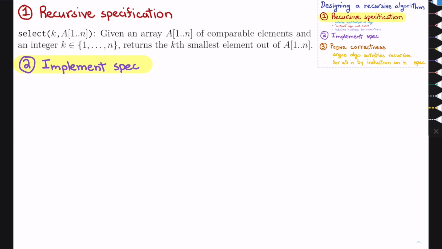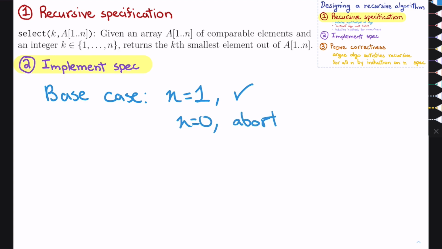for how to implement this? I'm curious to see what you might come up with if you haven't seen this before. Yeah. Okay, so if n equals 0, we should abort or make a lot of noise. If n equals 1, then k equals 1, and you return the element. So base cases are okay. Fine. That's the easy part.